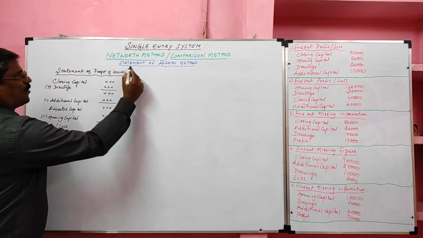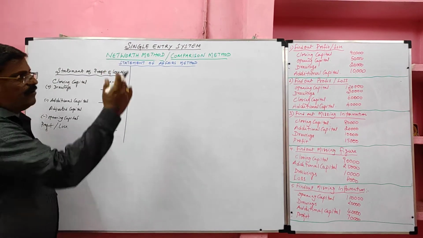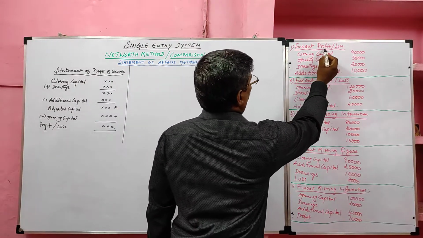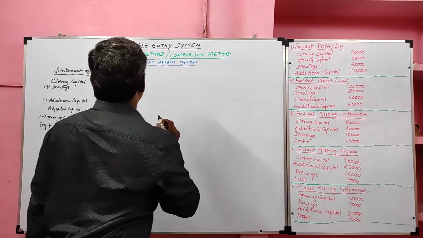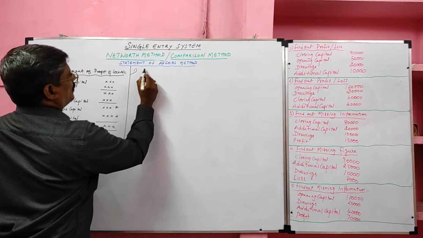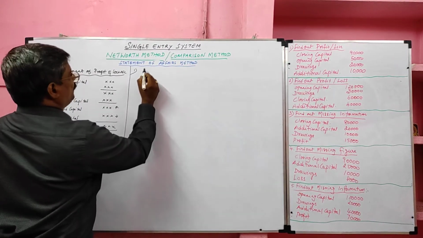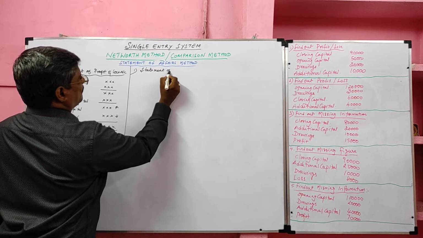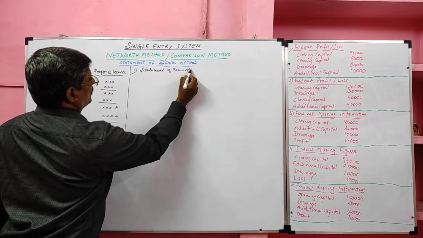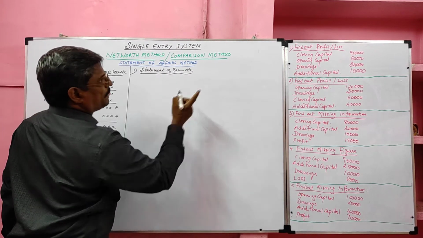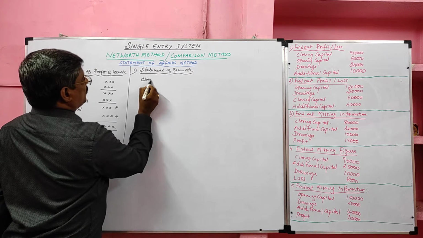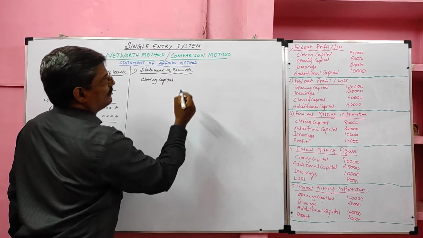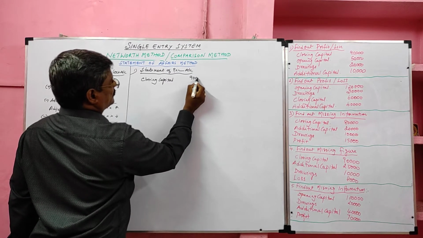Let me see the problem. Now, the sums of the problem I have written on the board. First one, find out profit or loss, sum number 1. So they are asking profit or loss. So we have to write the heading as statement of profit and loss account for the year ended, like that it will go. The starting point is closing capital. The value of closing capital is 90,000.